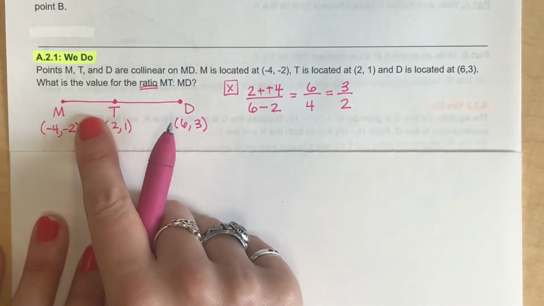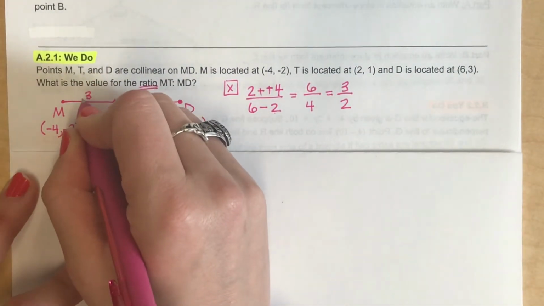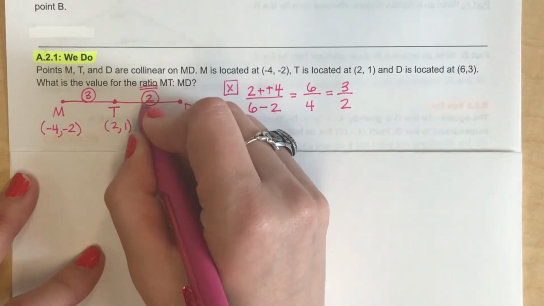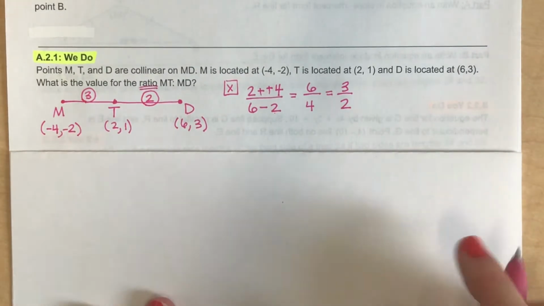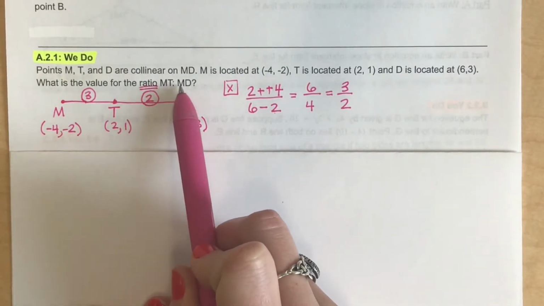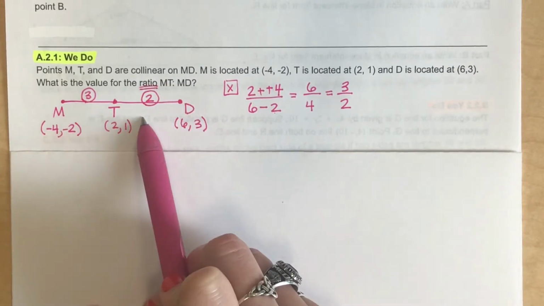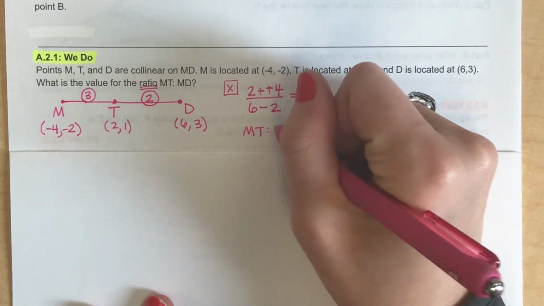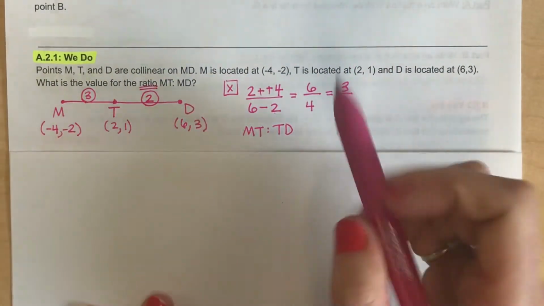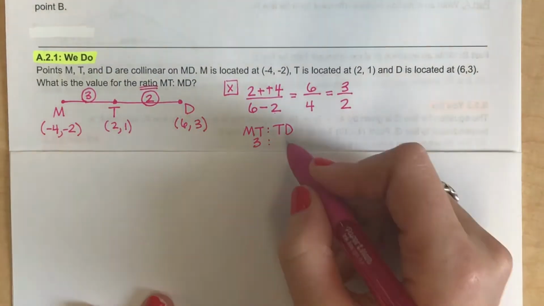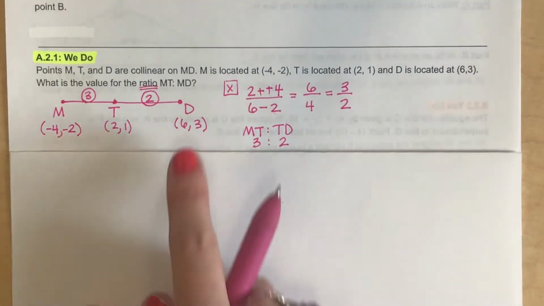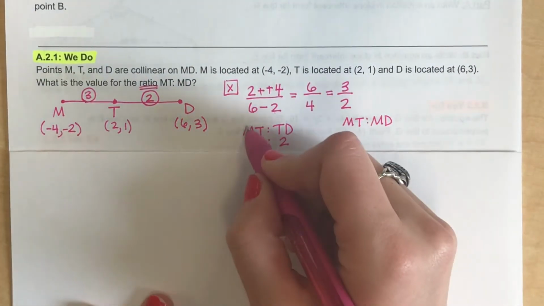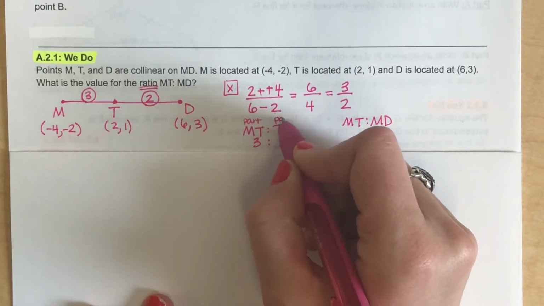So this first part, MT, is a 3. This second part, TD, is a 2. Now, the question, though, asks me for the ratio of MT to MD. Now, that is different than the ratio I just found. The ratio I just found was MT to TD. So MT is 3, TD is 2. I want to know, though, MT to MD.